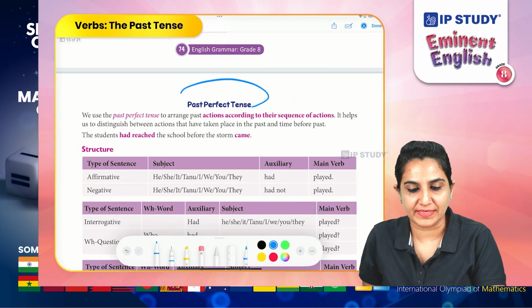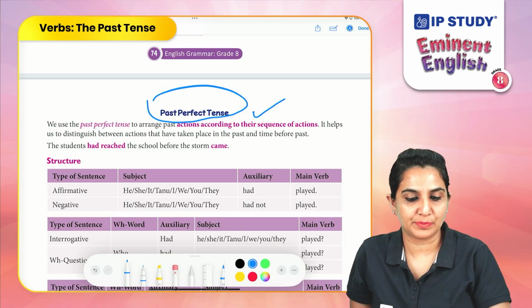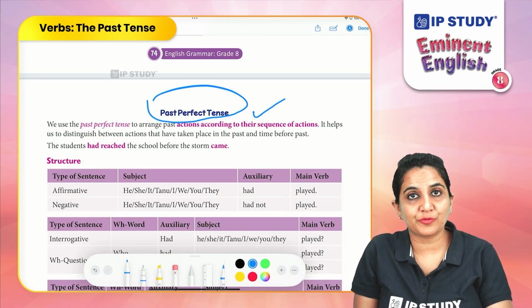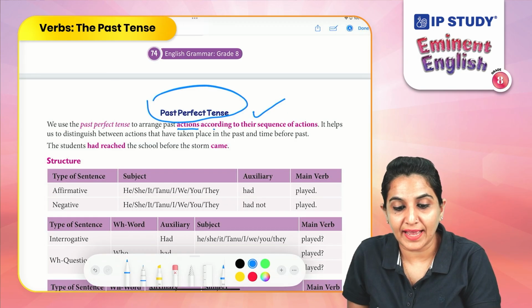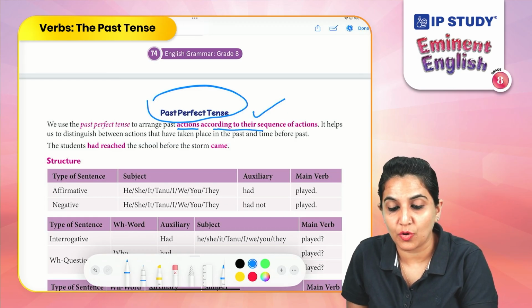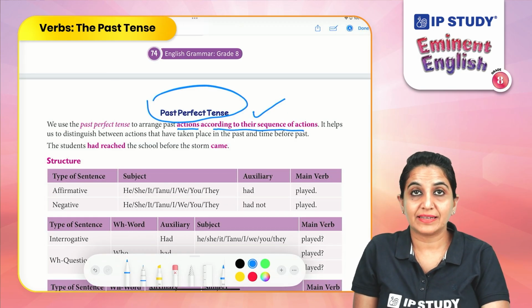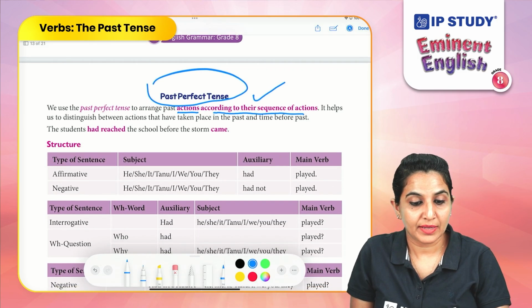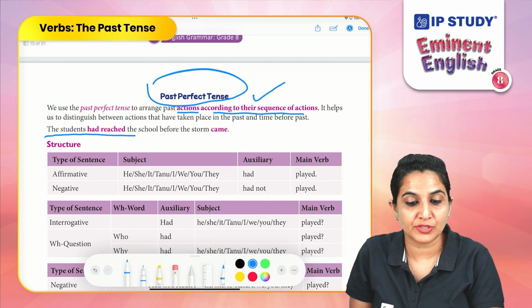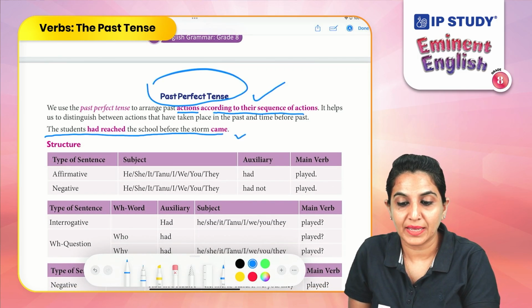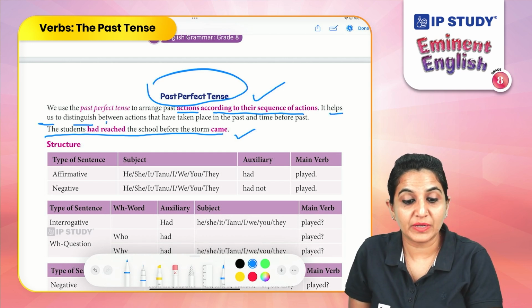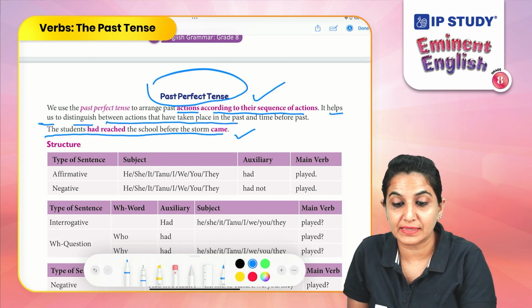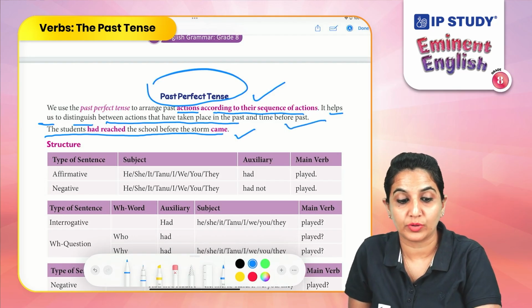Past perfect tense. Now, what is a past perfect tense? Past perfect tense refers to actions, and these actions are arranged according to the sequence. Just like the students had reached the school before the storm came.